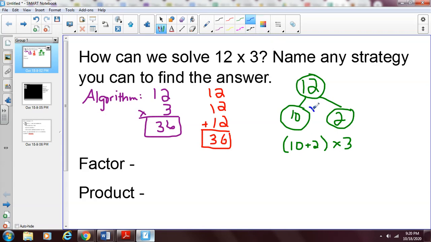So really what I'm going to do, I'm going to switch over here. I'm going to multiply 10 times 3, multiply 2 times 3, and that will give me whatever 12 times 3 is. So if I do this part here, and I multiply 10 times 3, I get 30. And then if I multiply 2 times 3, I get 6. And if I add those two pieces together, 30 plus 6, well, that's 36. So that's using my number bonds to break a number apart.